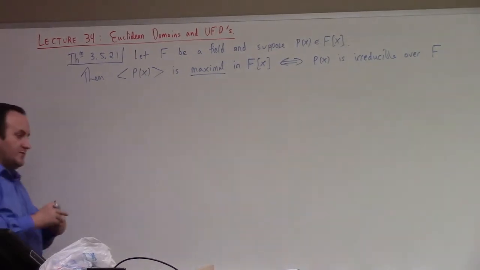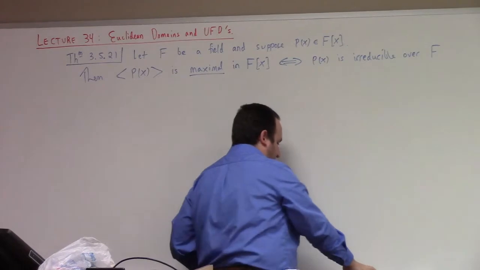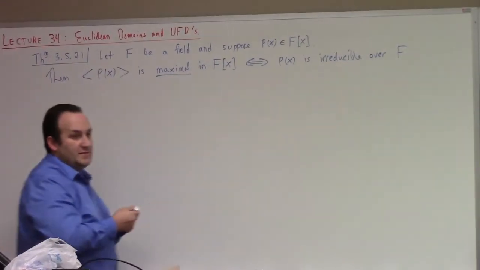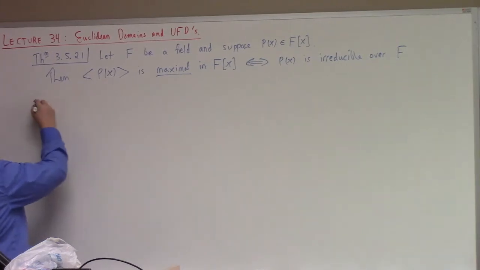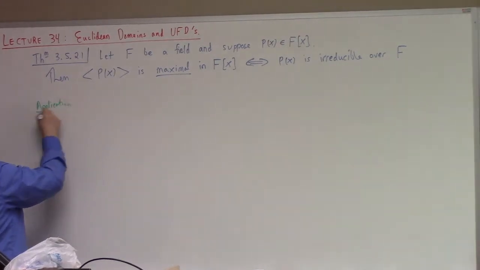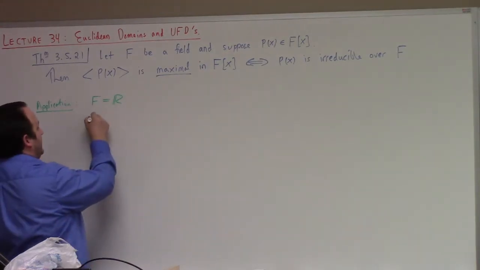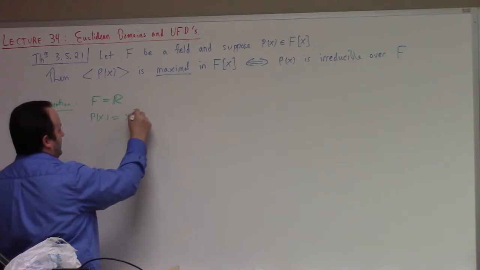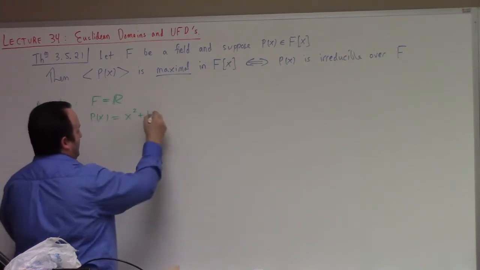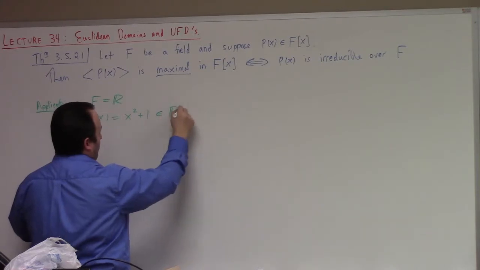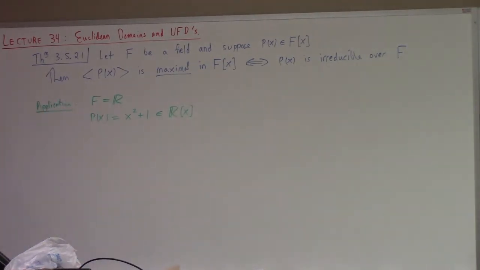Before I even prove this theorem, let's just take a second to smell the roses, so to speak. What would be an application of this theorem? Probably the most famous one I could think of: if we look at F equal to the real numbers, certainly a field, and we look at P of x equals x squared plus 1, this is certainly a polynomial over the reals. And you can prove that this polynomial is irreducible.